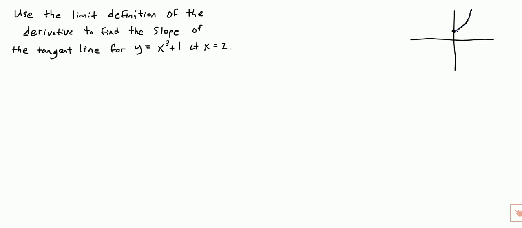It's going to look like this. It's x cubed just shifted up 1. So this is y, this is x. So at x equals 2, the tangent line is going to look something like this. It's going to be positive. So we will use that to check our answer, to check that it's positive. It's pointing upwards.